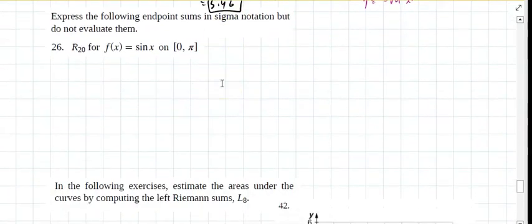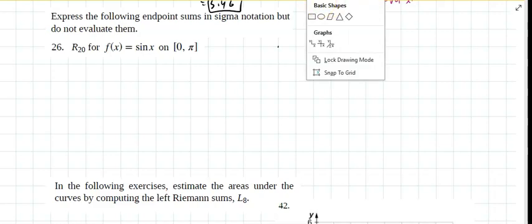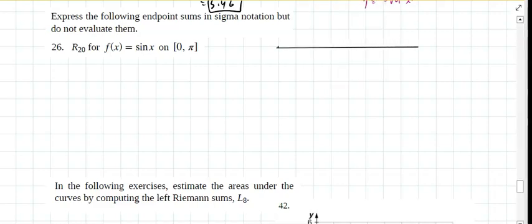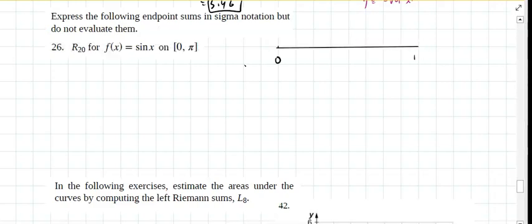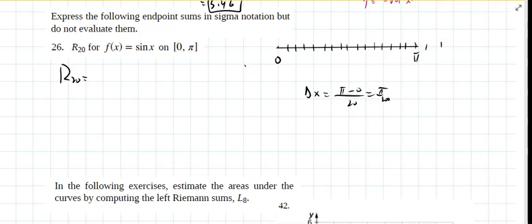Now express the following endpoint sum in sigma notation, but do not evaluate. So they want us to write this as a summation. Let's see, we're running 0 to pi, we want R sub 20. Well, delta x is going to be end minus beginning divided by 20. That's pi over 20. So we're going to start to break this into 20 equal parts, 1, 2, 3, 4, 5, 6, 7, 8, 9, 10, 11, 12, 13, 14, 15, 16, 17, 18, 19, 20.